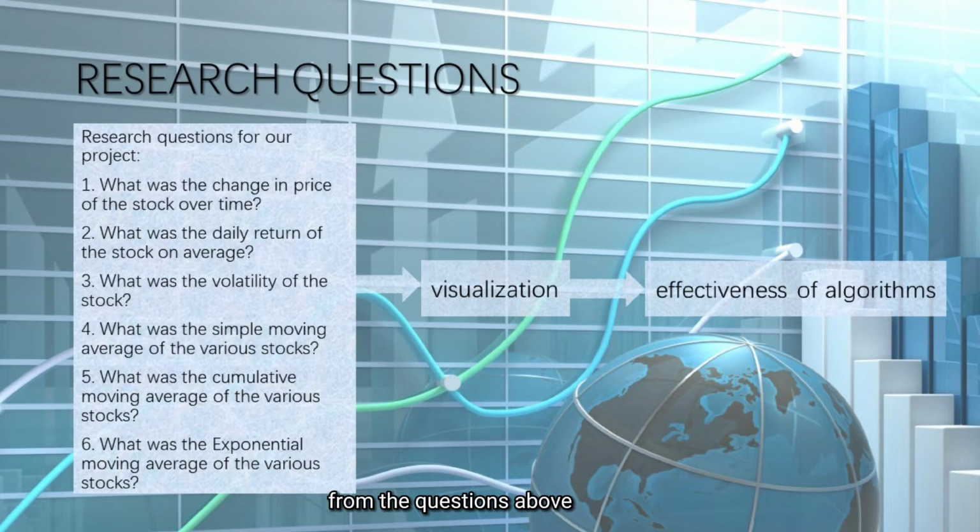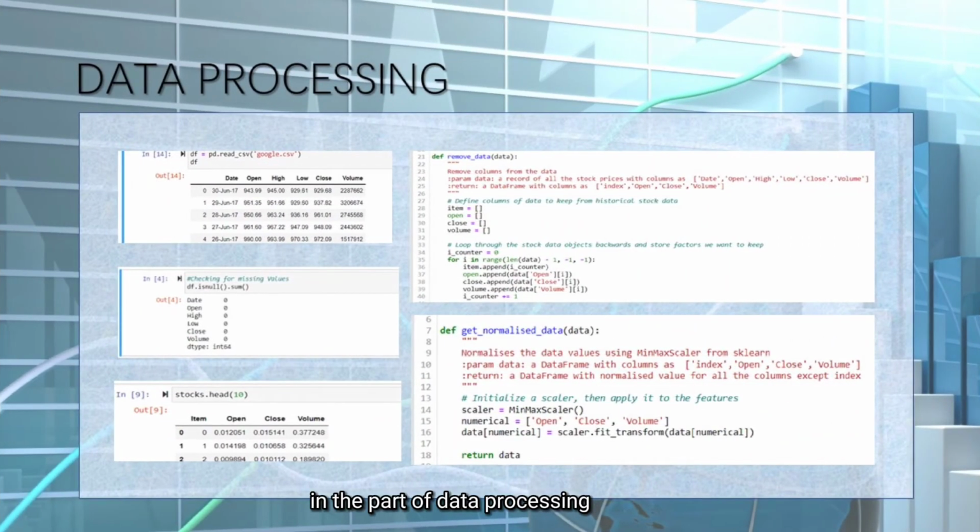From the questions above, we came up with various plotting and visualization graphs, and finally analyzed the effectiveness of prediction algorithms. In the part of data processing, we will be doing appropriate data cleaning, preparation, and wrangling on the dataset. We use the pandas read_csv method to read our dataset into a pandas data frame object named df. We use the pandas isnull and sum functions together to get the count of the missing values for each column.